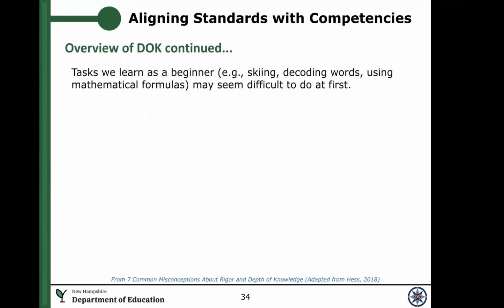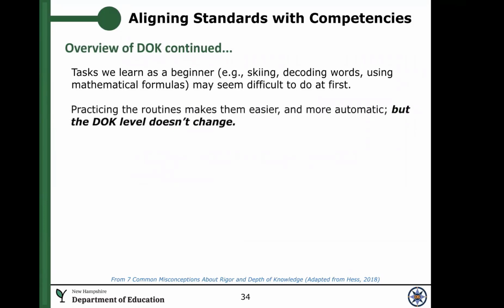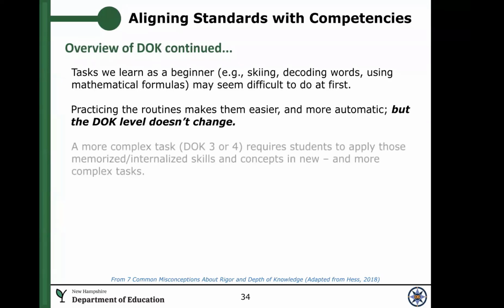So tasks, we begin as a beginner, like skiing, decoding words, using mathematical formulas, learning to play a sport or something that may seem difficult at first, but as we practice more and more, they become easier, but the DOK level doesn't change. A more complex task, a DOK 3 or 4, requires students to apply those memorized or internalized skills and concepts in new, more challenging, complex tasks.